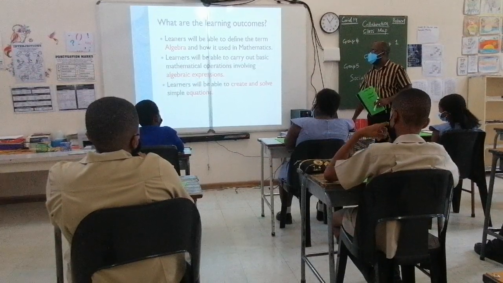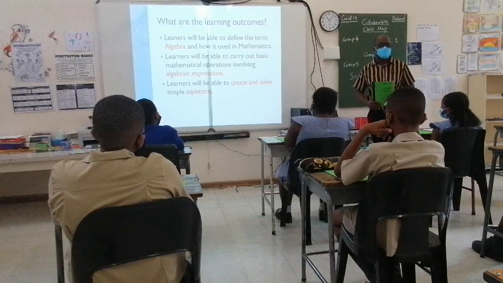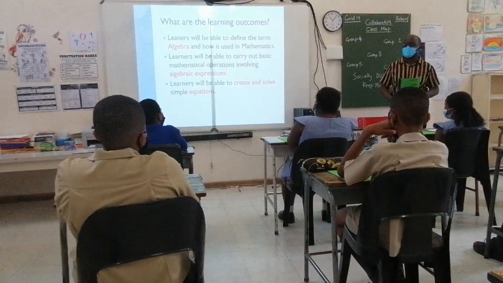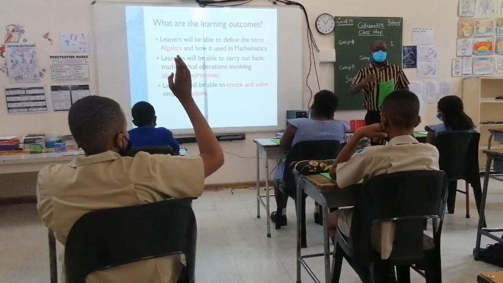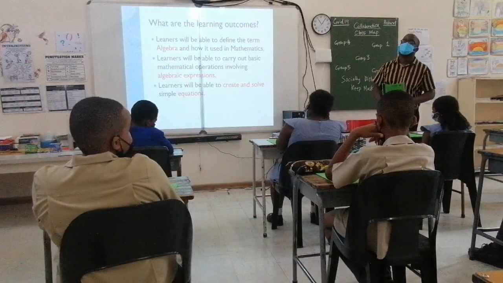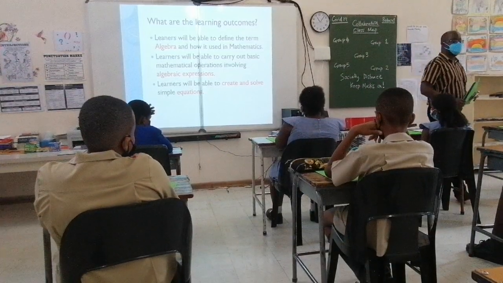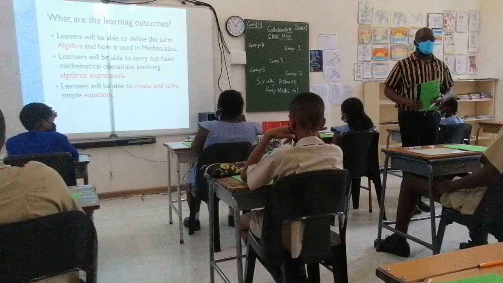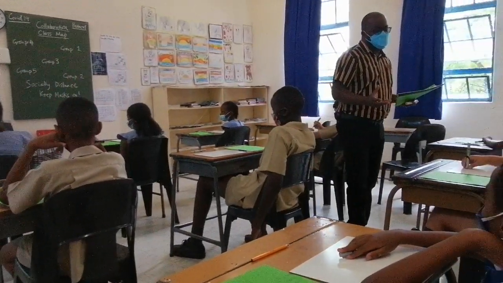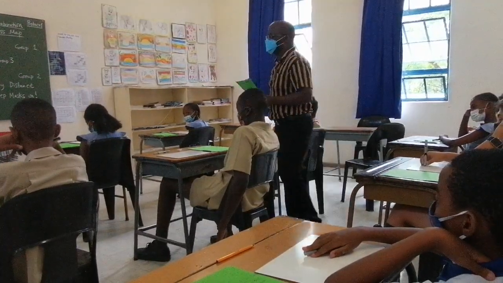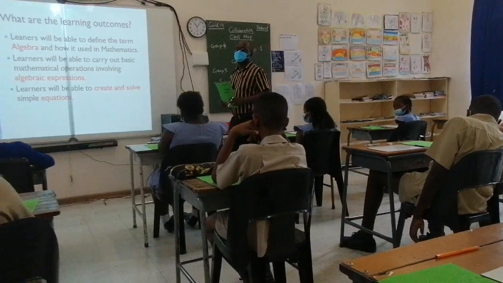The third learning outcome, let's read it together. Learners will be able to create and solve simple equations. What do you think that means? Anybody? Rahim? Will be able to solve different easy equations. Easy equations. So you've equated the word simple to easy. Very good. What do you think the word solve means? What do we mean when we say we'll be able to create and solve? Which is to calculate the.